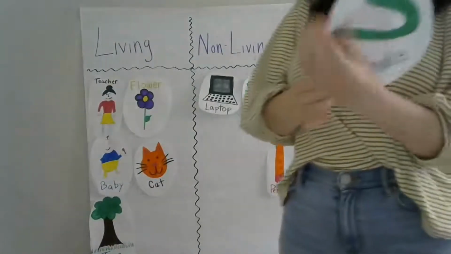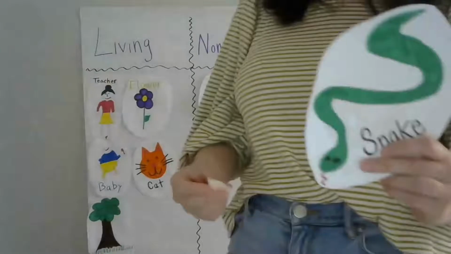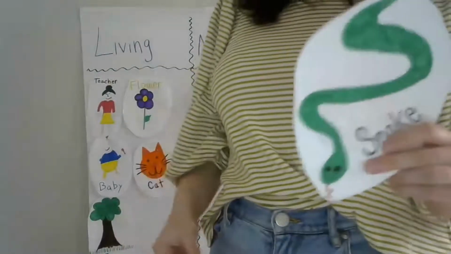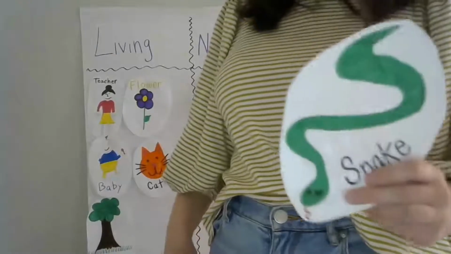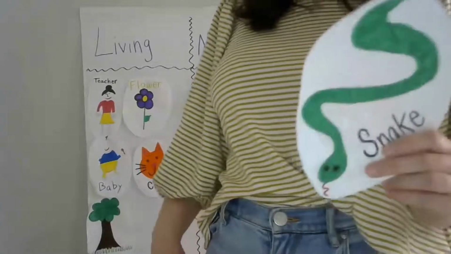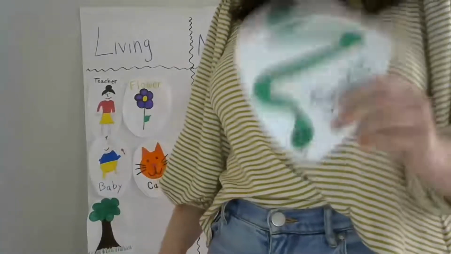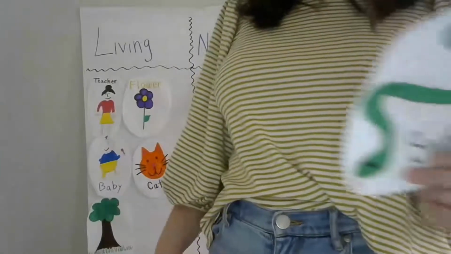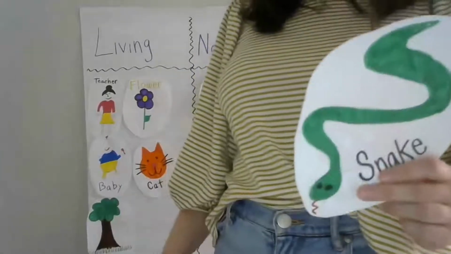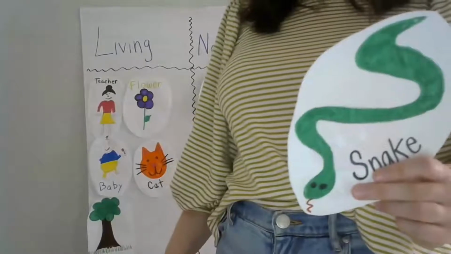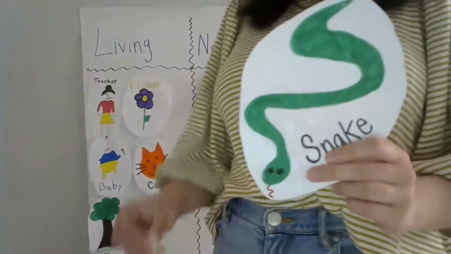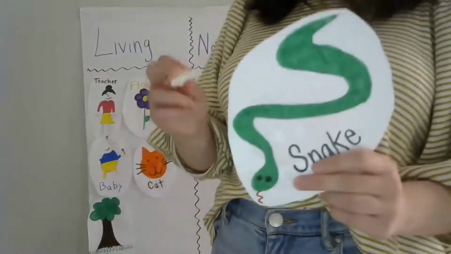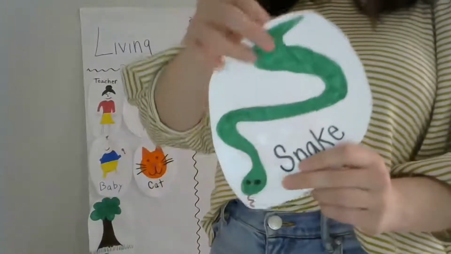Next, I have a snake. So, what do you think? Snake. Do they move? Yes. Can they reproduce? Yes, they make baby snakes. Do they need energy? Yes, they eat. They are hunters and they eat their prey. What's the last one? They can respond to their environment. When snakes get cold, they bury themselves to keep warm. So we know because of that snakes are living things.